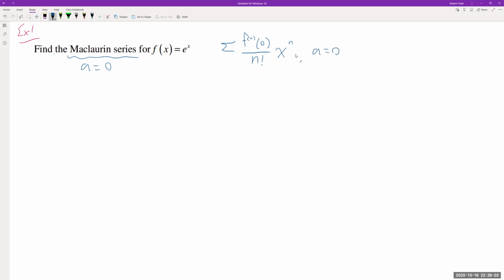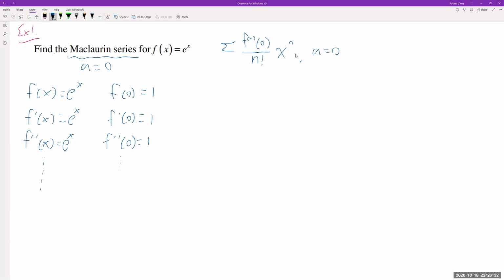All right, so let's just find out the first few coefficients. First, f of x is e to the x. f prime is also going to be e to the x, and f double prime is going to be e to the x, and so on, right? Let's look at evaluating at 0. f of 0 is 1, and f prime of 0 is also 1. f double prime of 0 is also 1, and so on.